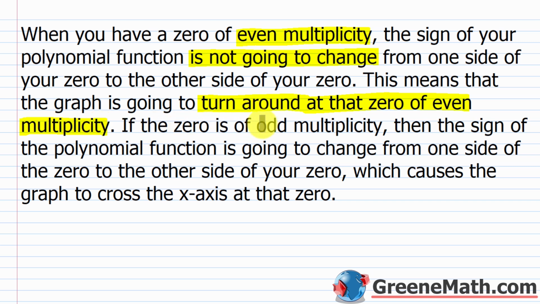If the 0 is of odd multiplicity, so it could be 1, 3, 5, 7, and so on and so forth, then the sign of the polynomial function is going to change from one side of the 0 to the other side of the 0, which causes the graph to cross the x-axis at that 0. So it's very important you understand this if you want to make an accurate graph. Let me go back up.